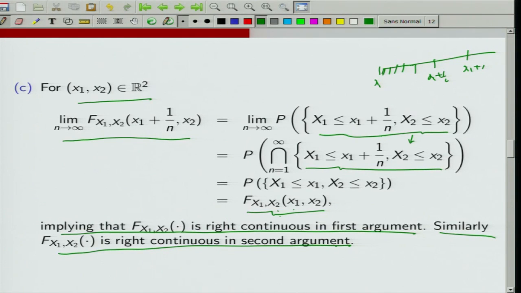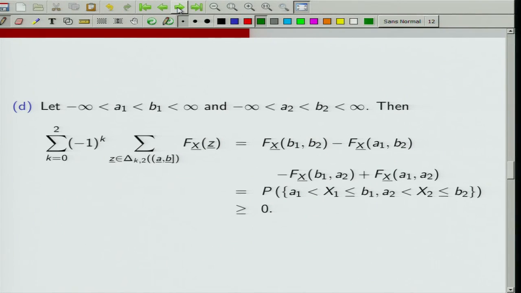Let us try to prove the fourth property. So, let minus infinity less than a1 less than b1 less than infinity, and minus infinity less than a2 less than b2 less than infinity. Let us consider this quantity. First, k equal to 0, minus 1 to the power 0 is 1, z belonging to delta 0, 2. That means none of them is a, both of them are b. So, the first coordinate always has to be b1 or a1. So, F(b1, b2). Then k equal to 1, all those will come with a minus sign.